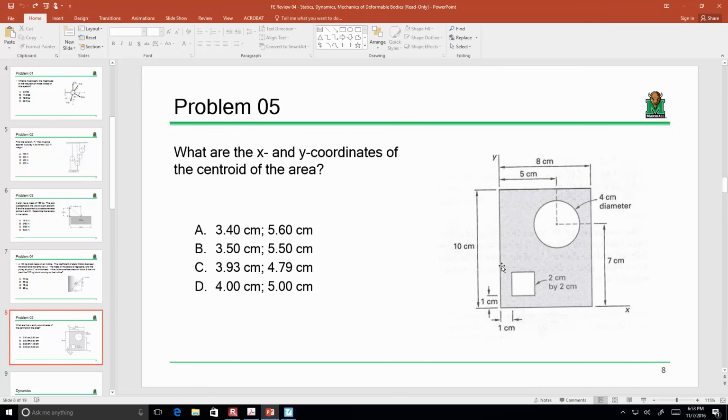Now, one of the things to note before we begin this: anytime that you do a centroid calculation, you must reference all of your distances from a common datum or a common coordinate system. In this case, that coordinate system is right here at the lower left corner. So when I start writing, sum of ax over sum of a and sum of ay over sum of a, all those x and y distances are going to come from right there. So we need to be somewhat consistent with this.